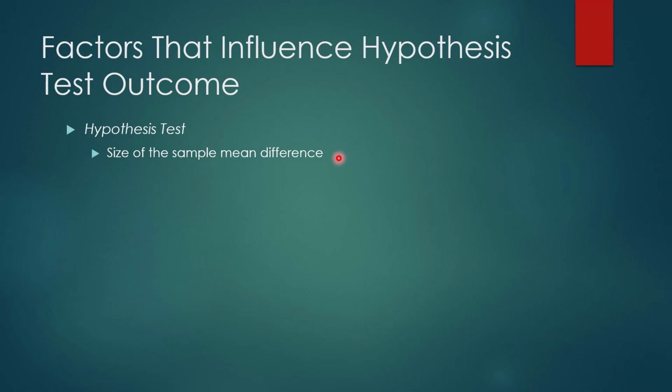So the difference between the means is going to affect the hypothesis test. The bigger the sample mean difference, the more likely you'll get a significant result. Sample size. Again, we want a good size sample. An N of 30 is an appropriate size sample. And sample variance. The smaller the variance, because that goes in the denominator, the bigger your t statistic will be, and the more likely you'll be to have a significant result.